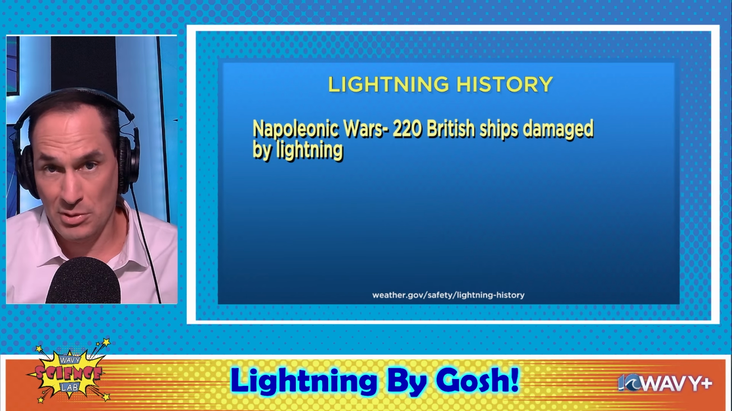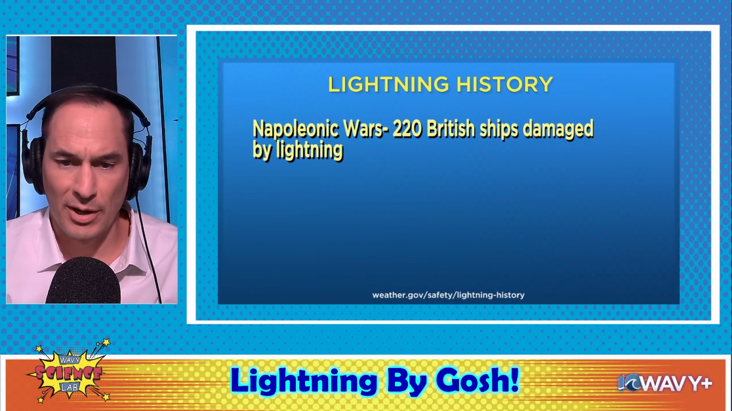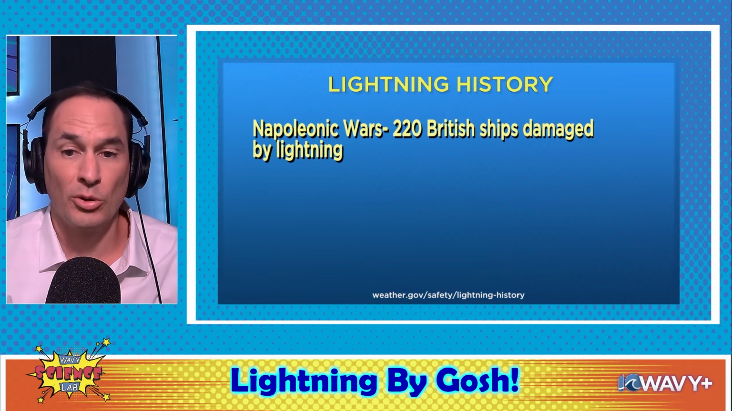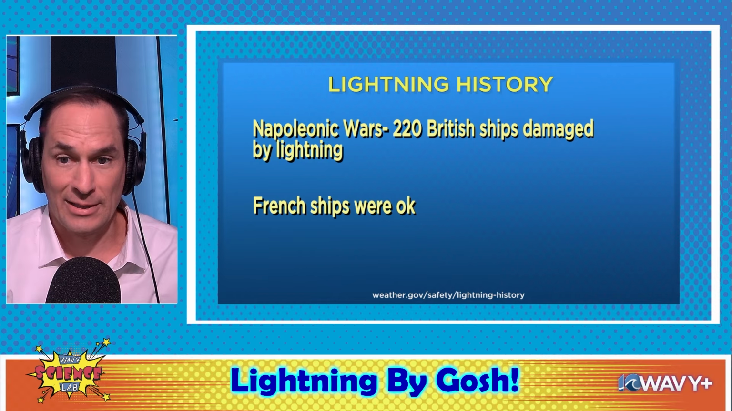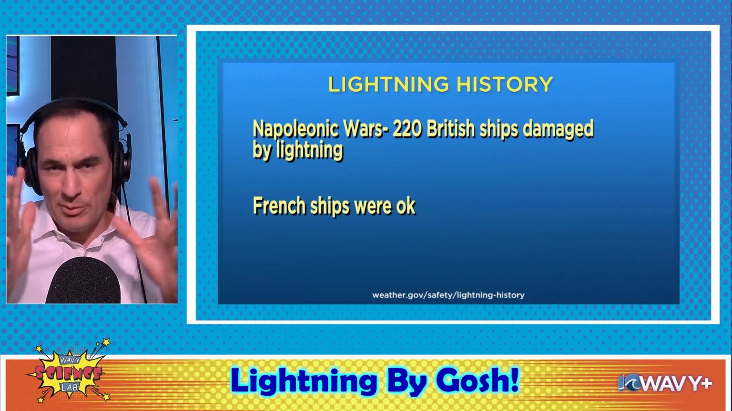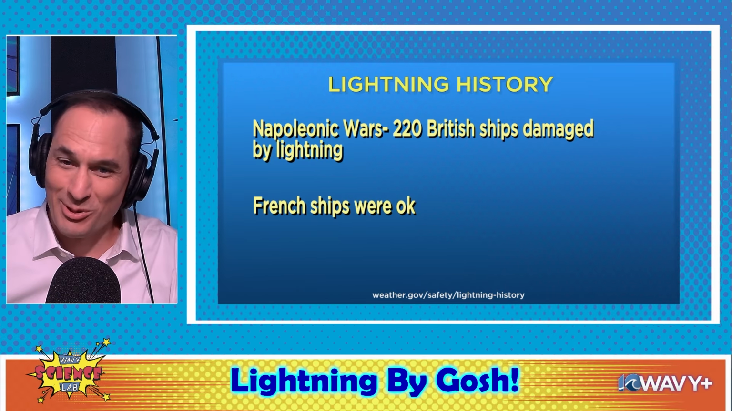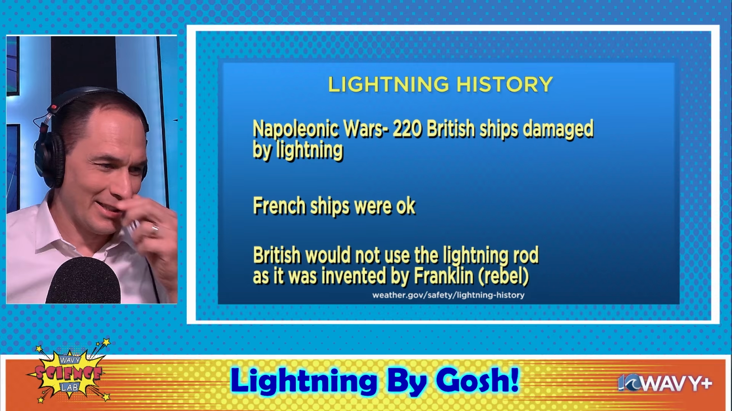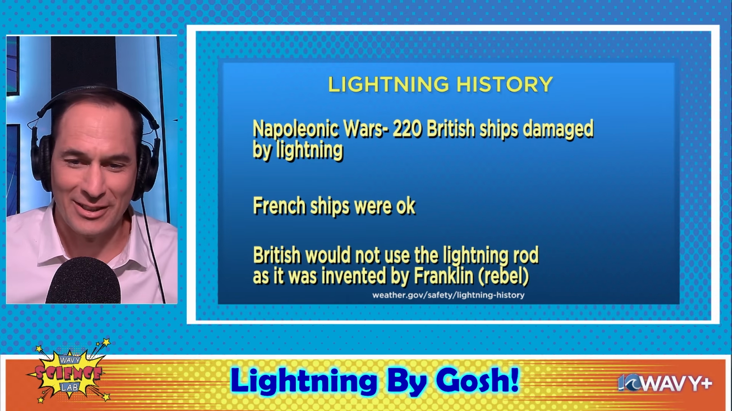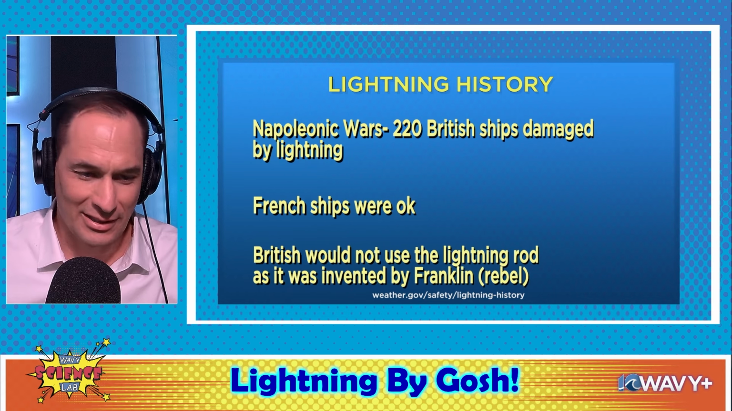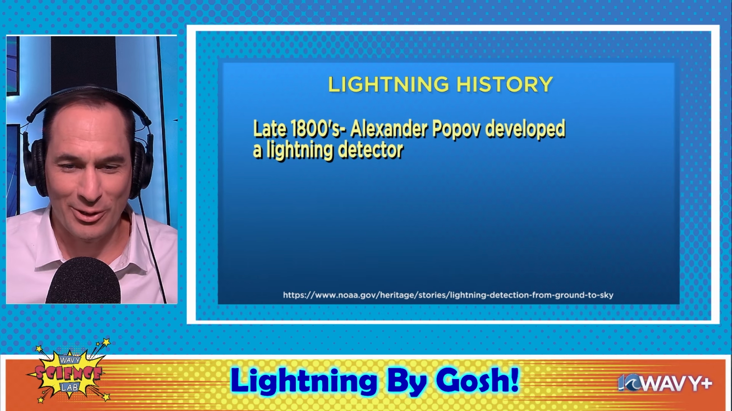So some interesting history facts here, and this was from weather.gov, by the way. During the Napoleonic Wars, 220 British ships were damaged by lightning. I don't know the timeline, how long that was spaced out. I'm sure it wasn't in one day, but I think through a period of time. The French ships were okay, though, because the British didn't want to use the lightning rod, which was invented by Ben Franklin, who was a rebel, right? So around the time of the Revolutionary War, I imagine, as well. All right, so that's pretty neat, a little factoid there.